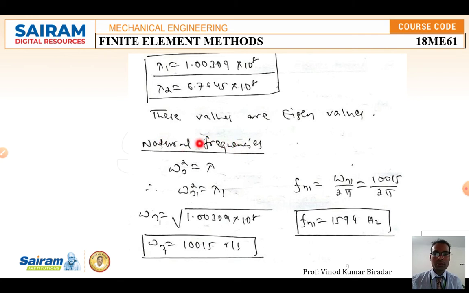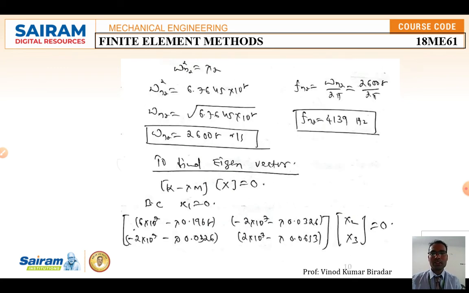We know that natural frequency omega n square is equal to lambda. This is a formula you have to remember. So for the first element, lambda 1, substitute this value here. Omega n is equal to 10015 radian per second. This is the natural frequency, the angular frequency, for the first one. The natural frequency formula is f1 is equal to omega n1 by 2 pi. Substitute the omega n1 we calculated here. So this is the first natural frequency.